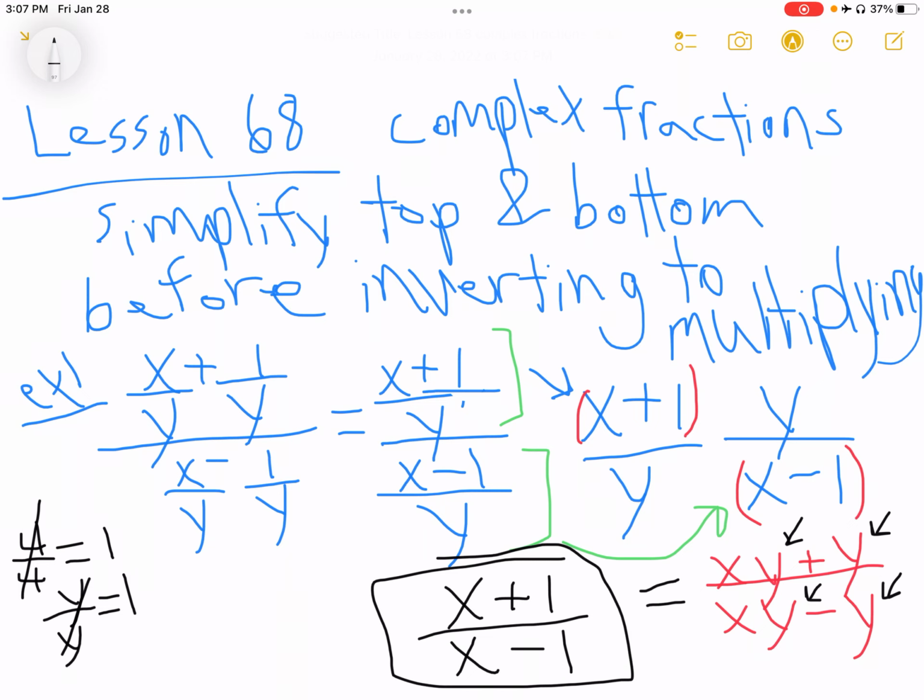Okay, so that's pretty much it for the first example. Let's go ahead and look at one more example real quick.